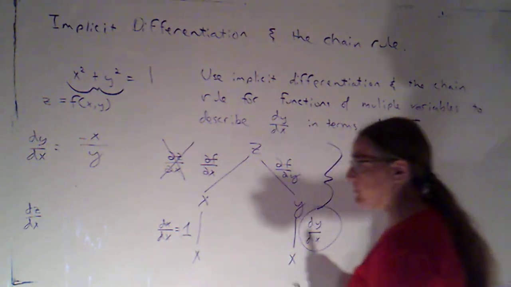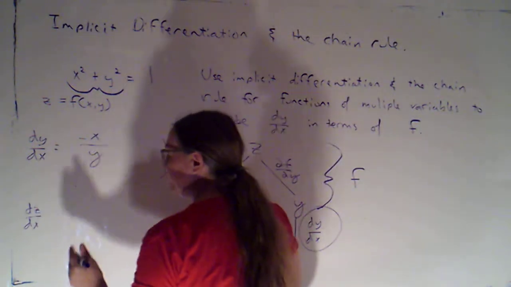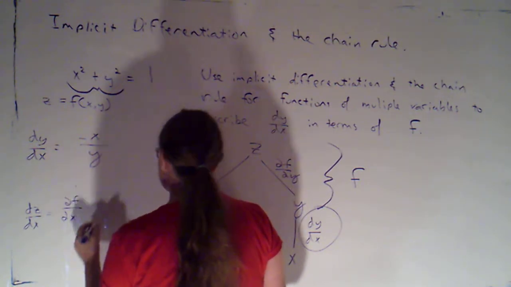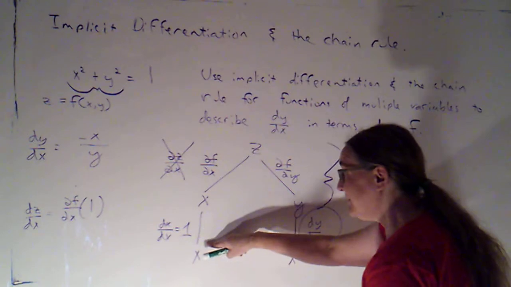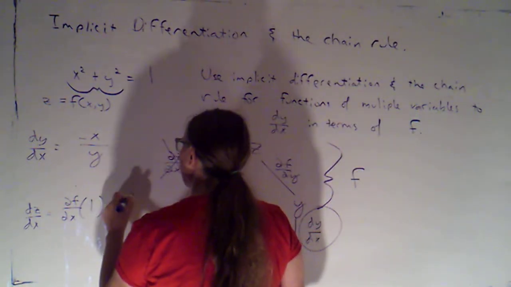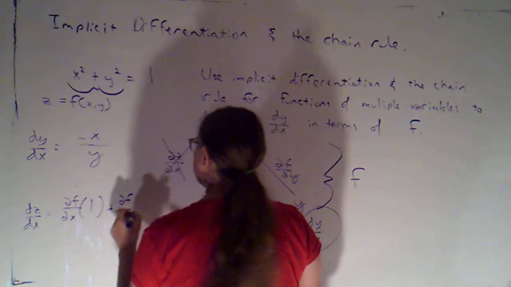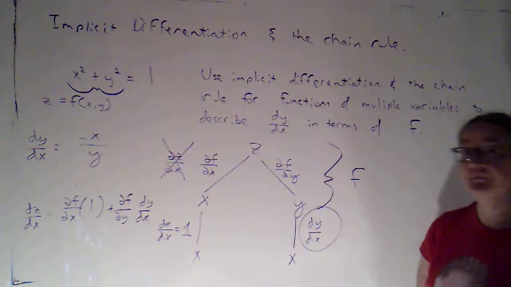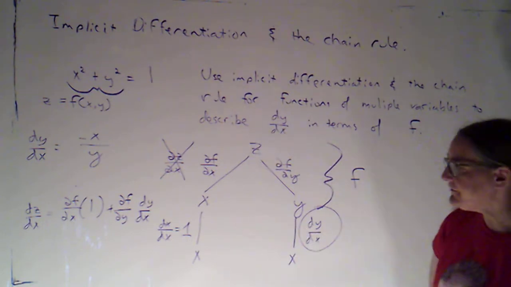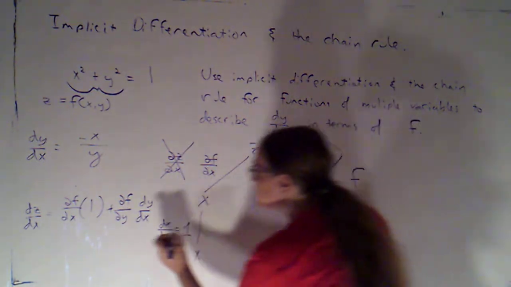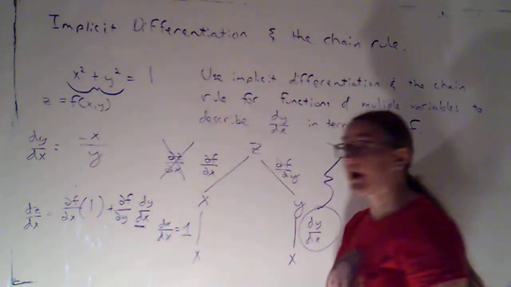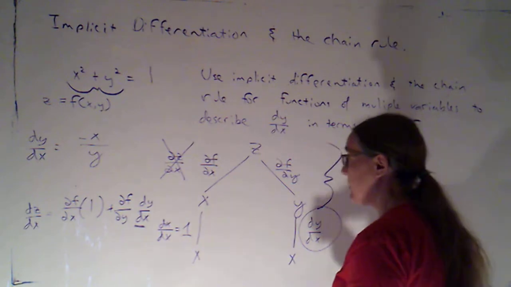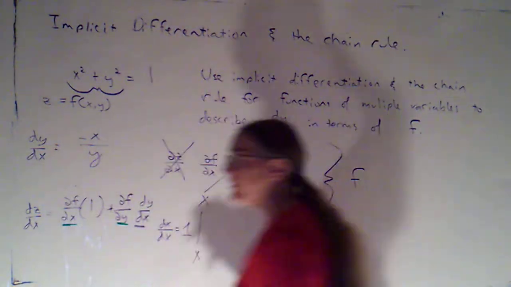So just using the chain rule, the full derivative of z with respect to x is the partial of f with respect to x times 1 plus the partial of f with respect to y times dy by dx. Okay. So I get this nifty equation. Notice we're ultimately trying to describe dy by dx, and my directions were to try to describe it in terms of f. Well, this piece and this piece involve an f.